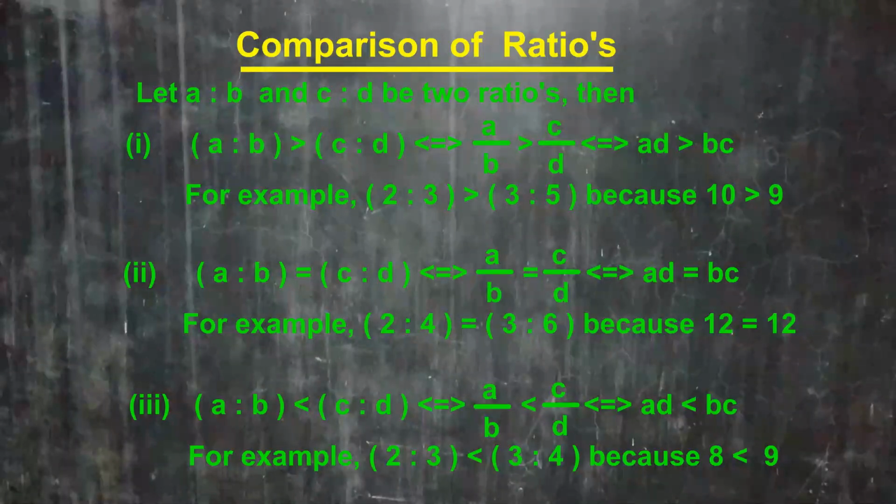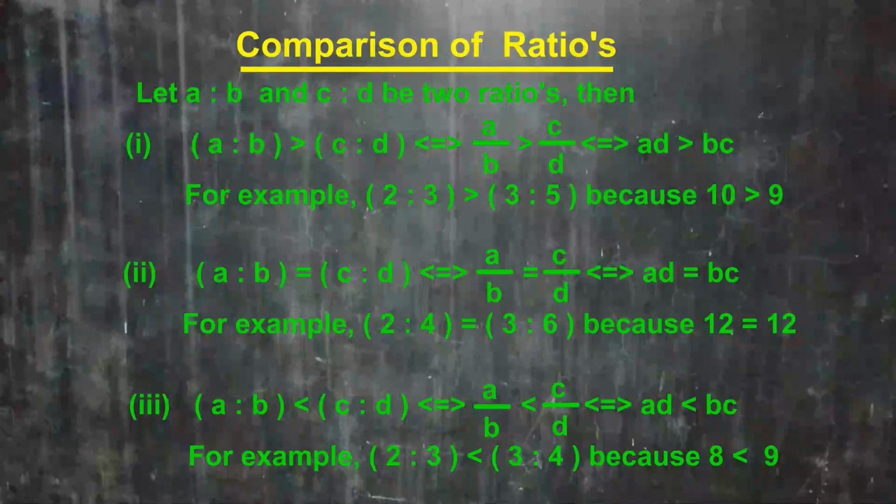Comparison of ratios. Let A is to B and C is to D be two ratios. Then 1. A is to B is greater than C is to D implies A by B is greater than C by D implies AD is greater than BC. For example, 2:3 is greater than 3:5 because 10 is greater than 9.